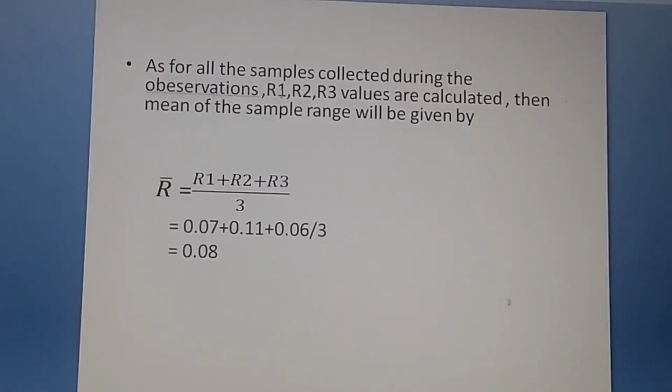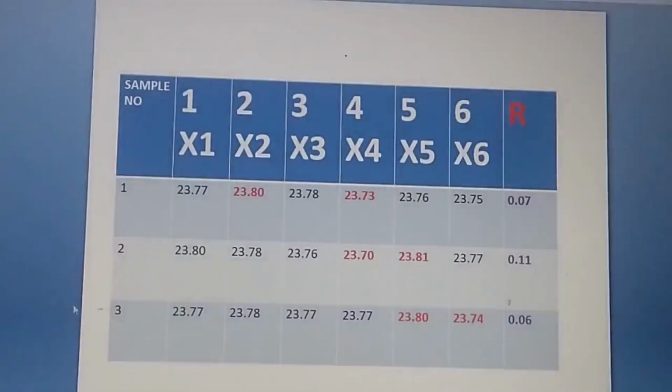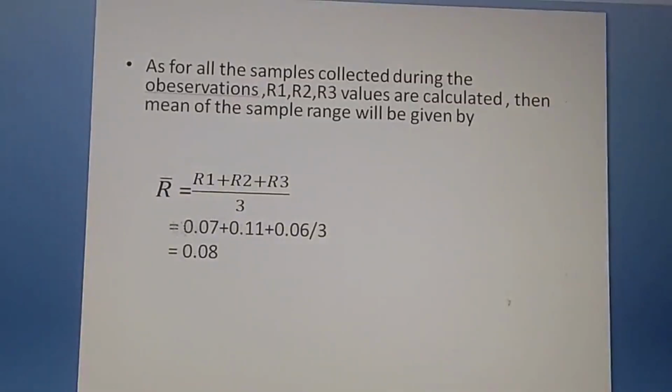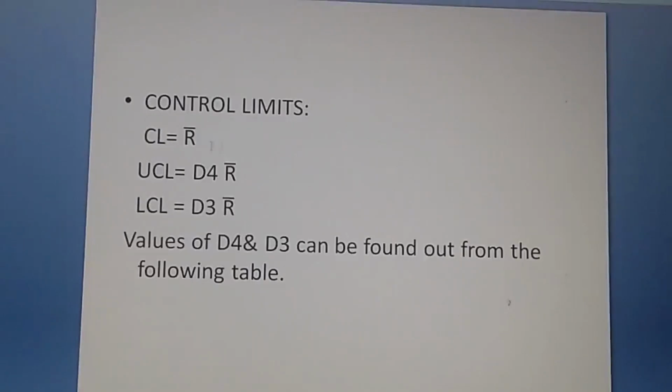So you will calculate the mean of the sample range by calculating the values of R1, R2, R3 as follows. The R bar value will be R1 plus R2 plus R3 divided by 3, that is 0.07 plus 0.11 plus 0.06 divided by 3. It is obtained here in this column. You are able to see the R values. So you are getting the R bar value equal to 0.08, and we can determine the control limits by using this R bar value, that is 0.08.